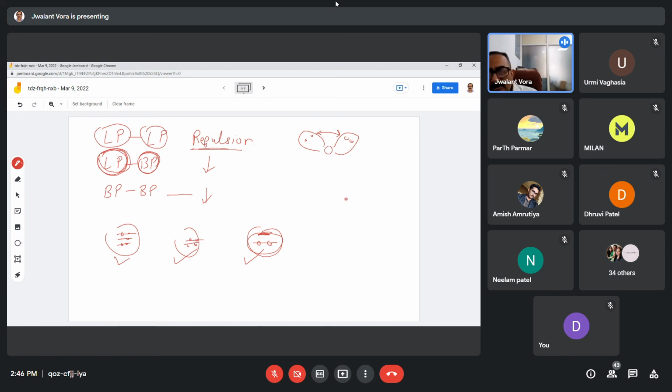It also depends upon the electronegativity of the centrally situated atom as well as the ligands attached to it. So this is about something regarding the VSEPR theory.